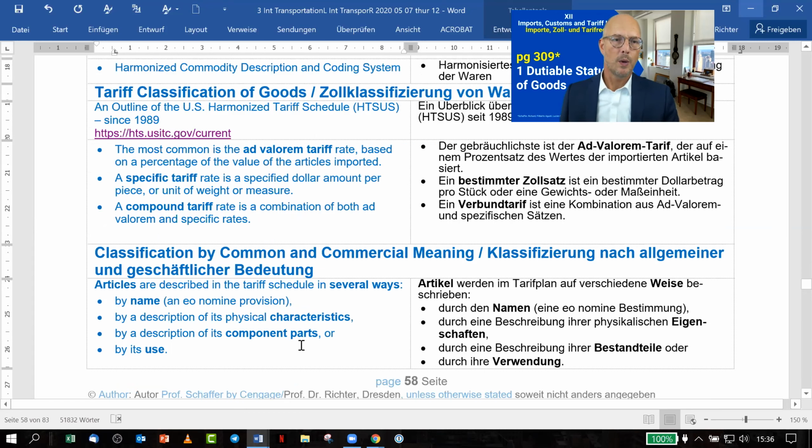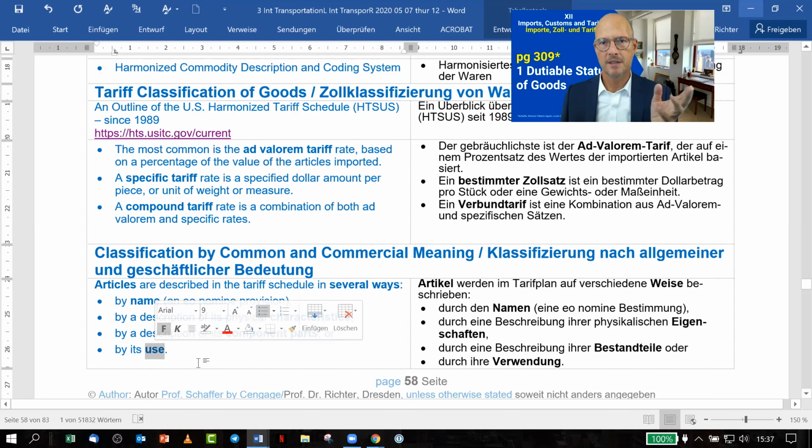And we have several ways to describe the articles in the tariff. Sometimes they have a name, sometimes they have physical characteristics, sometimes they have some components, or sometimes the schedules talk about the use.